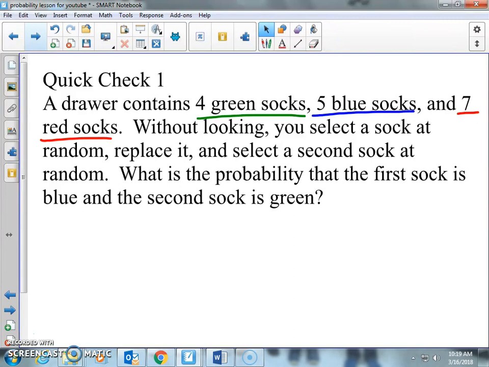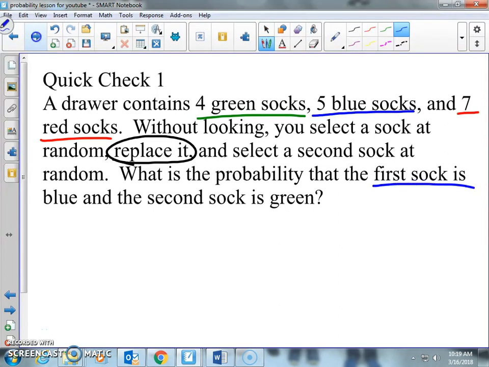You are randomly going to draw a sock. Now this is very important. You will replace it, and then you will select a second sock randomly. So they want to know what's the probability that the first sock is blue and that the second sock is green. So let's talk about the first sock.